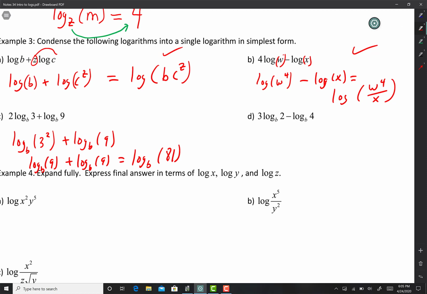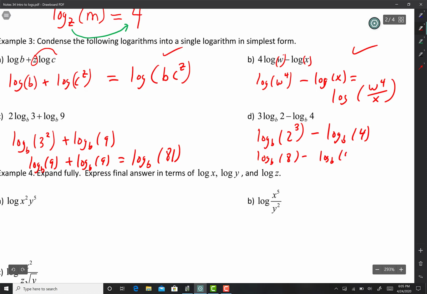Same thing here. So let's see. I'm going to move the 3 to be a power for that too, guys. Log base b of 2 to the 3rd power minus log base b of 4. The bases are the same. 2 to the 3rd is 2 times 2 is 4, 4 times 2 is 8. So that's log base b of 8 minus log base b of 4. So then that means I have log base b of 8 over 4. So finally, that is log base b of 2. And no, you didn't have to do all that, guys. I'm just trying to show you guys.